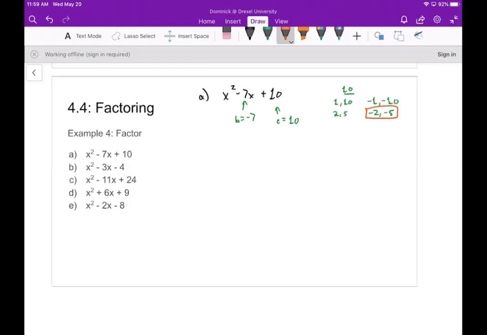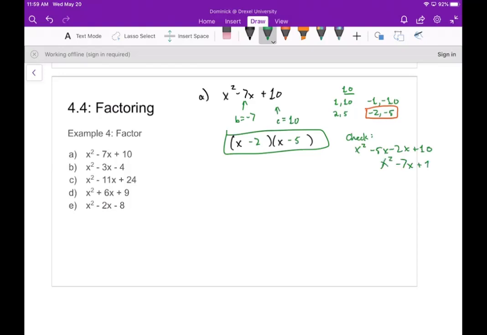And of course, once you do that, it'll be these two numbers here. So since it's negative 2 and negative 5, remember, we're going to have two parentheses that look like this. And then we're just going to punch those numbers in there, minus 2, minus 5. And that's the factored version of this polynomial, right? And of course, to check, if you multiply this out, you're going to get x squared minus 5x minus 2x plus 10. But of course, once you combine like terms, you're going to get x squared minus 7x plus 10, which is what we started with.